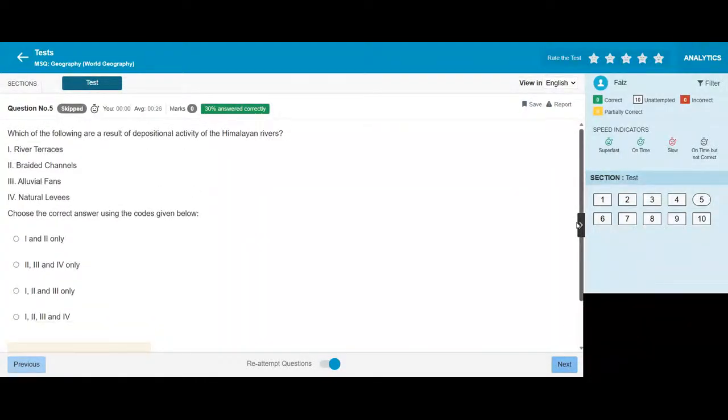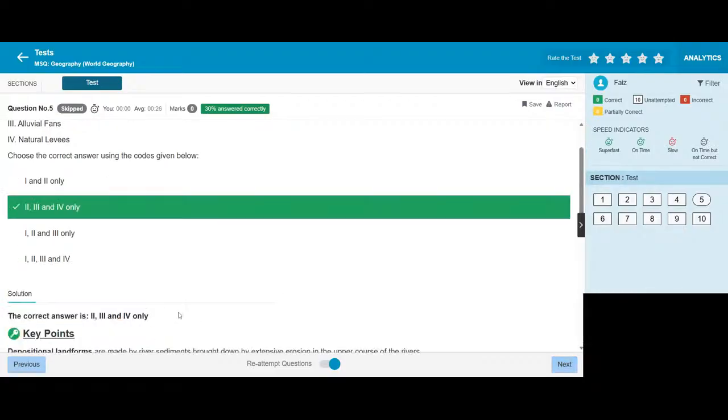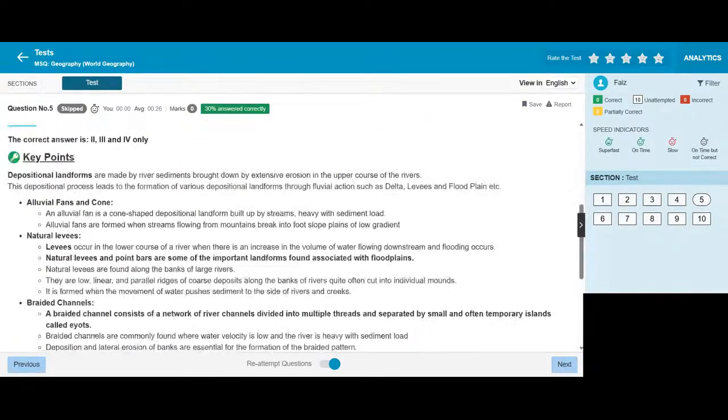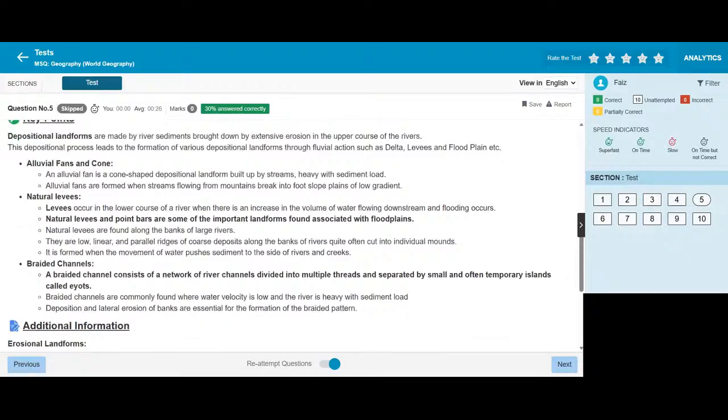Which of the following is a result of depositional activity of the Himalayan river? 2, 3, and 4. Braided channels, alluvial fans, natural levees. Depositional landforms are made by river sediments brought down by extensive erosion.